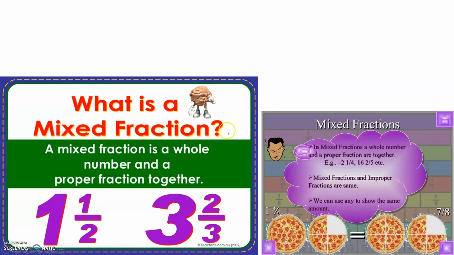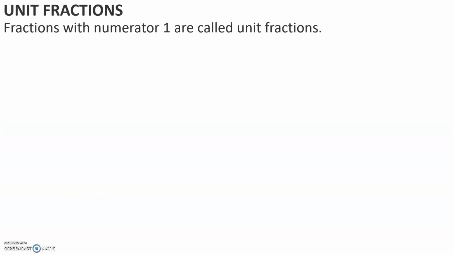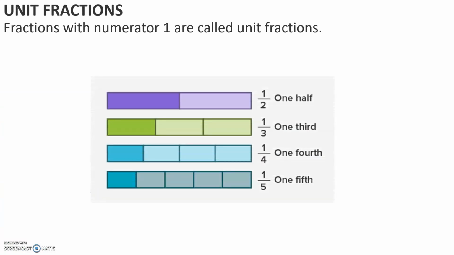Next is mixed fractions. So what is a mixed fraction? A mixed fraction is a whole number and a proper fraction together. For example, 1 is a whole number, 1 upon 2 is a fraction. These are the examples of mixed fractions. Unit fraction. Fractions with numerator 1 are called unit fractions. See, 1 upon 2, 1 upon 3, 1 upon 4, 1 upon 5. All these have numerator 1. So these are known as unit fractions.